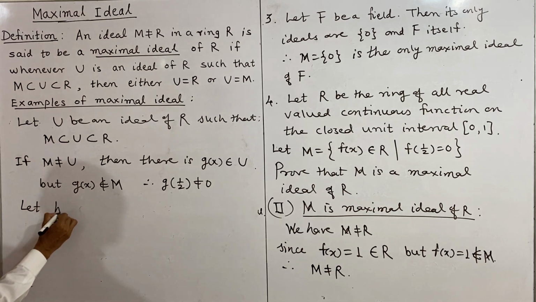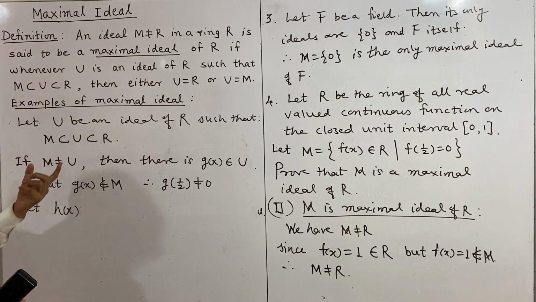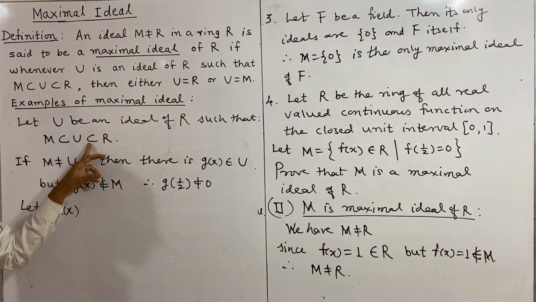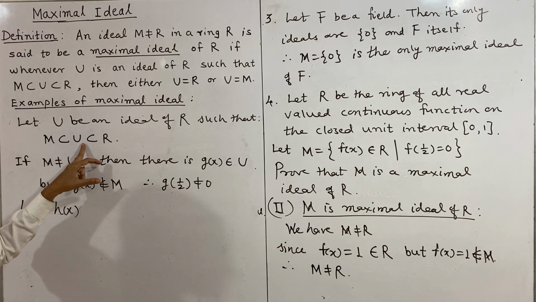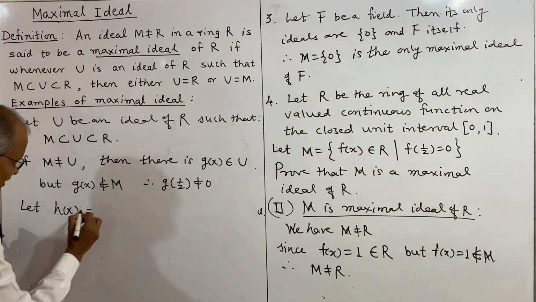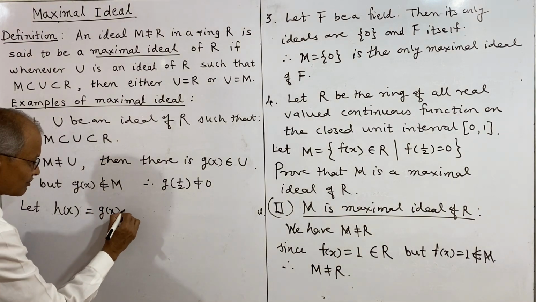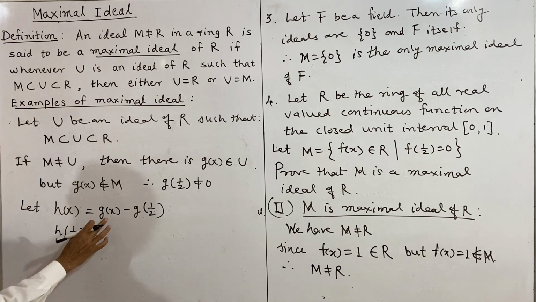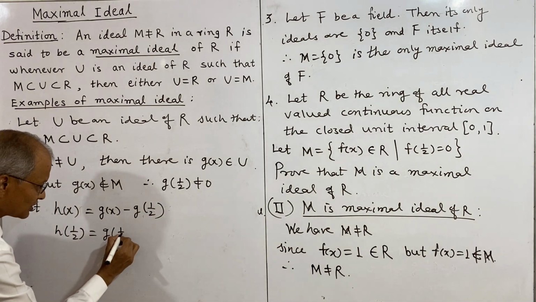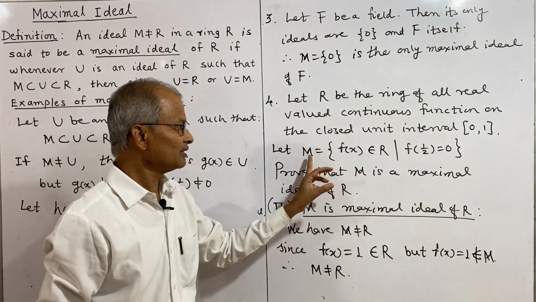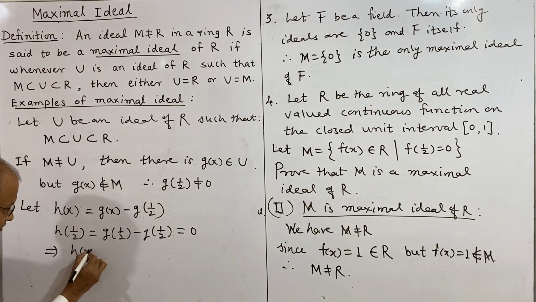Now what we shall consider is, let h(x), and again you see, if M is not equal to U, then we must have U equal to R. We want to prove U is equal to R, and for that purpose we want to show that 1 belongs to U. And if an ideal contains unity, then that ideal is equal to the ring. For that purpose we consider a function h(x) which is g(x) minus g(1/2). And you see, what will be h(1/2)? h(1/2) will be g(1/2) minus g(1/2), and that is 0. And if h(1/2) is 0, as with f(1/2) being 0 for f in M, therefore this implies h(x) belongs to M.